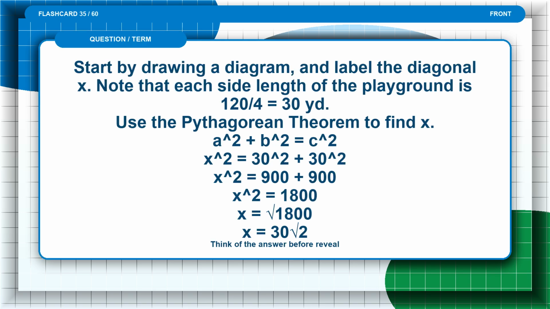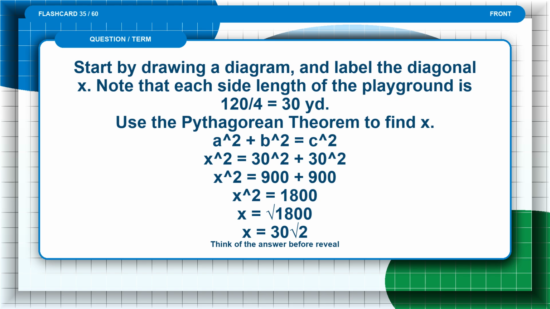Flashcard 35. Start by drawing a diagram and label the diagonal x. Note that each side length of the playground is 120/4 = 30 yd. Use the Pythagorean theorem to find x. a² + b² = c², x² = 30² + 30², x² = 900 + 900, x² = 1800, x = √1800, x = 30√2 yd.